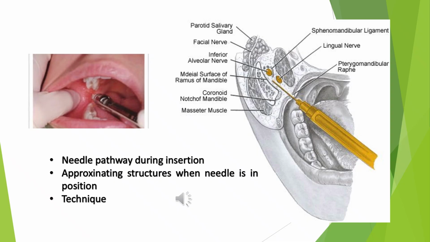So how to give this block? If the patient is in the dental chair, the head should be positioned so that when the mouth is open, the body of the mandible is parallel to the floor. Then the operator stands on the right front side of the patient. For the right side inferior alveolar nerve block, the operator should stand to the right front side of the patient, and his left index finger or thumb palpates the mucobuccal fold.